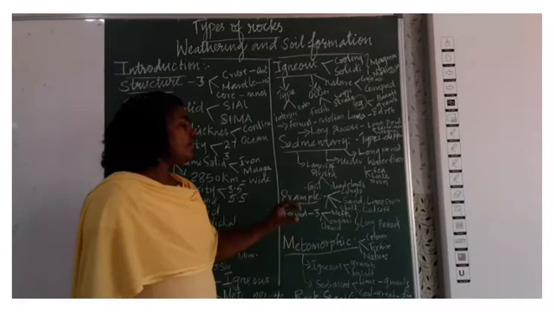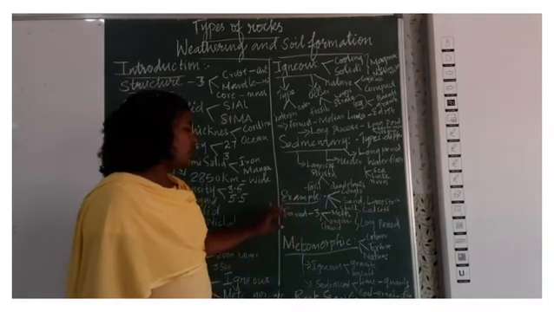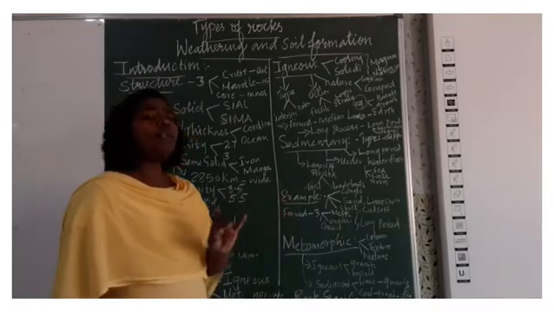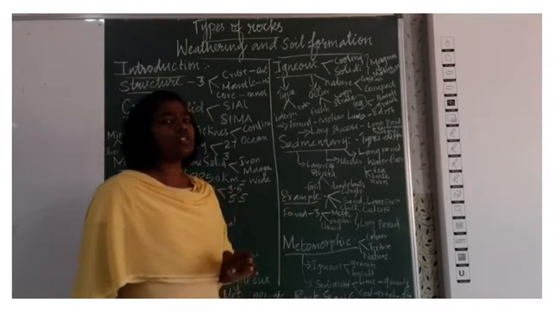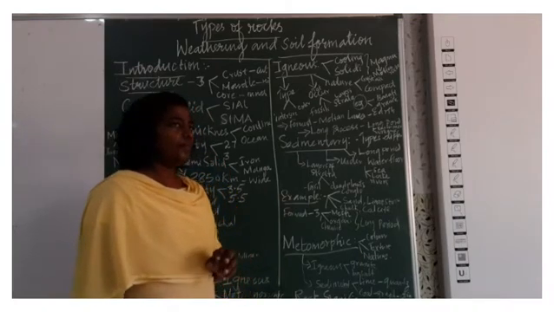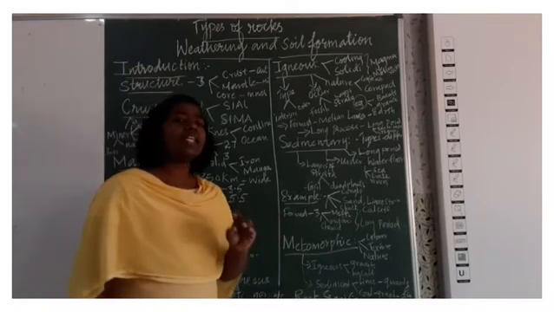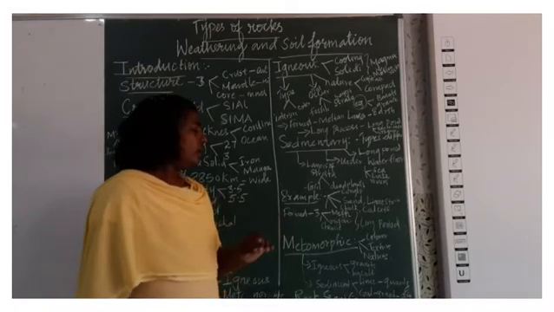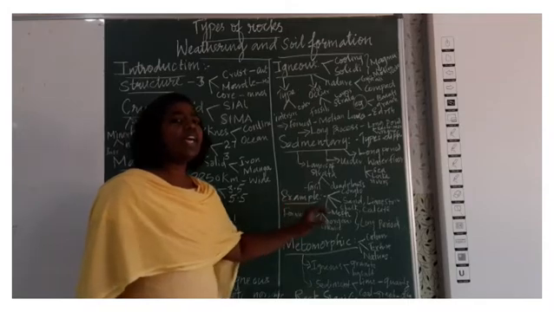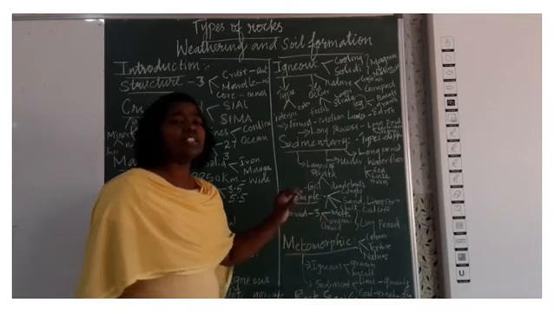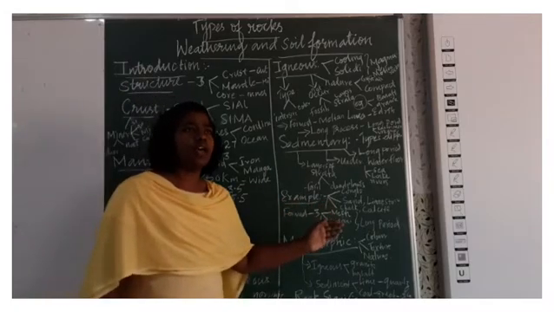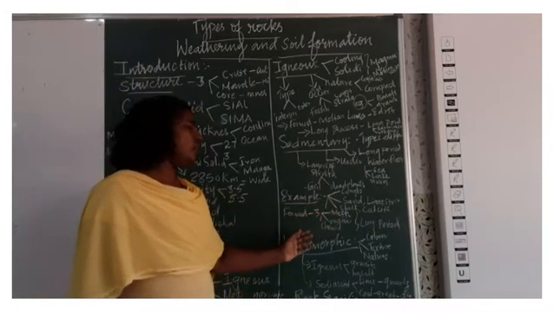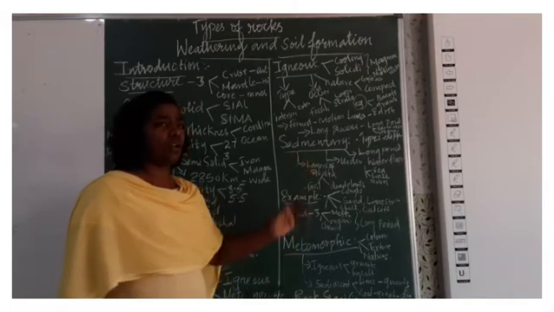Okay, and when we talk about sedimentary rock, it is formed because of three important changes that occur in the interior of the earth. The first one is mechanical change. Okay, the second one is organic change, and the third one is chemical change. So all three changes are the reason for the formation of sedimentary rock.